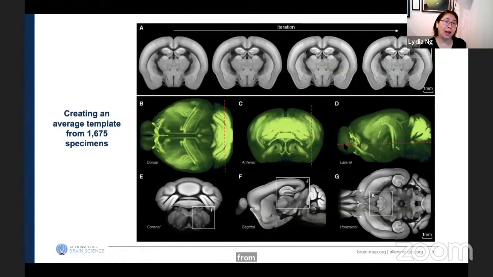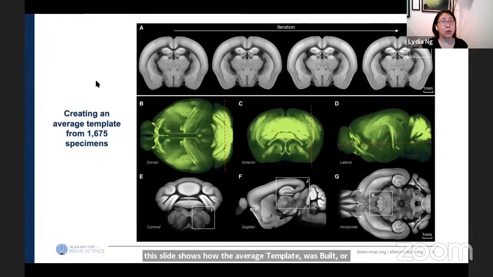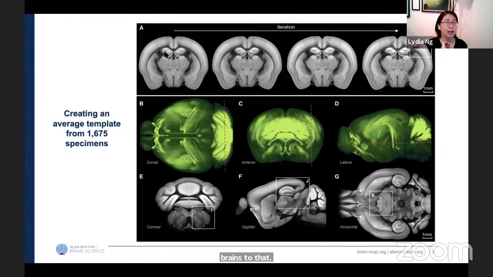This slide sort of shows how the average template was built, or some iteration of it. So starting with, as I said, the Allen Reference Atlas, we made a 3D framework out of that. Starting with that as a template, what we did was register every one of our 1,675 brains to that in an affine manner. Once you do that registration, you average it. And then this, while it's fuzzy, becomes the new template. You do that again until you reach some more convergence.